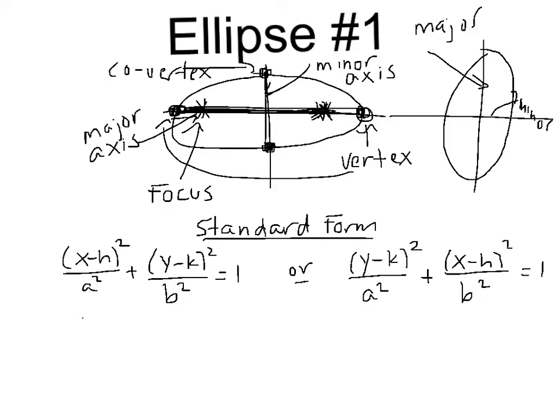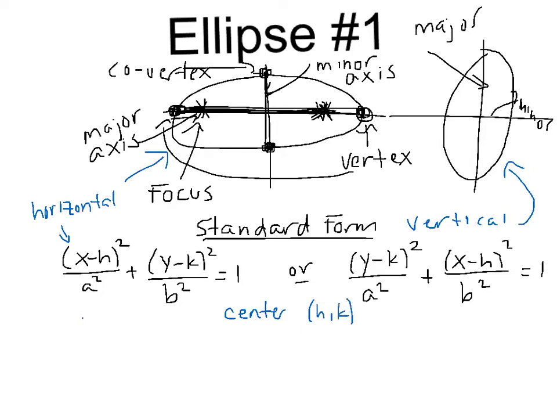On this first one, when x leads, that's going to be a horizontal ellipse. So that's going to be like this picture here. When the y leads, it's a vertical ellipse. And that's like this picture up here. Your center is always at h, k. So the thing you have to pay attention to is over here, when the y leads, you have to make sure you do the h value, then the k value for your center.